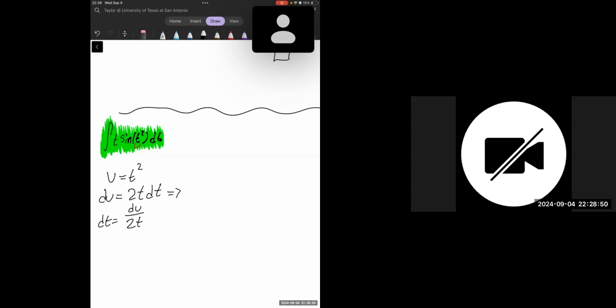So looking at the integral here, t sine u, and I'm going to substitute my dt again, du over 2t. All right. I'll rewrite this over on the side. t sine of u du over 2t.